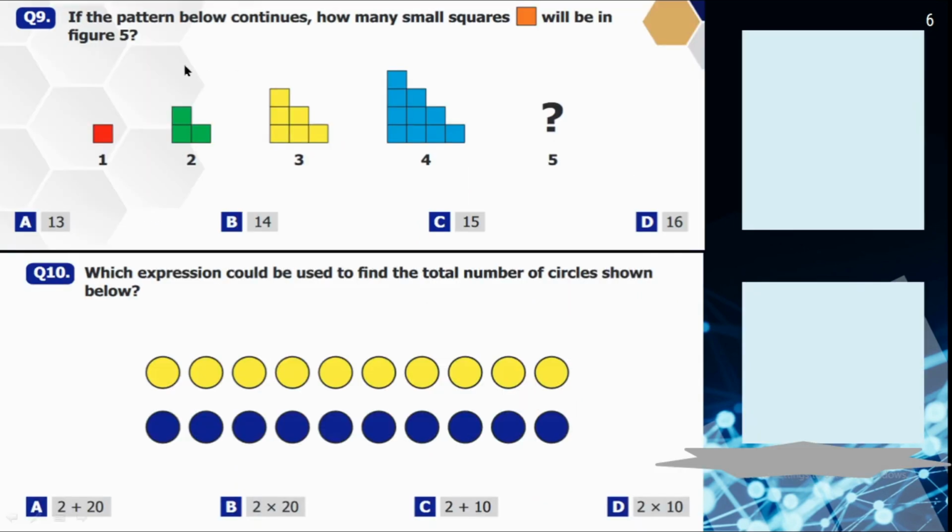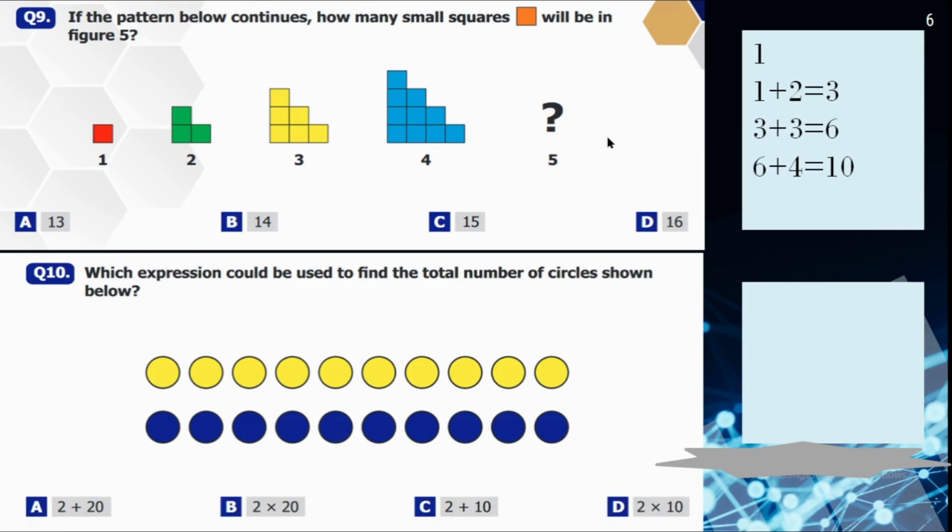Question number 9. If the pattern below continues, how many small squares will be in the figure 5? So you may see that in the figure 1 there is 1 square. In the second figure, 2 are added more. So 1 plus 2 is equal to 3. Then 3 plus 3 is equal to 6. And 6 plus 4 is equal to 10.